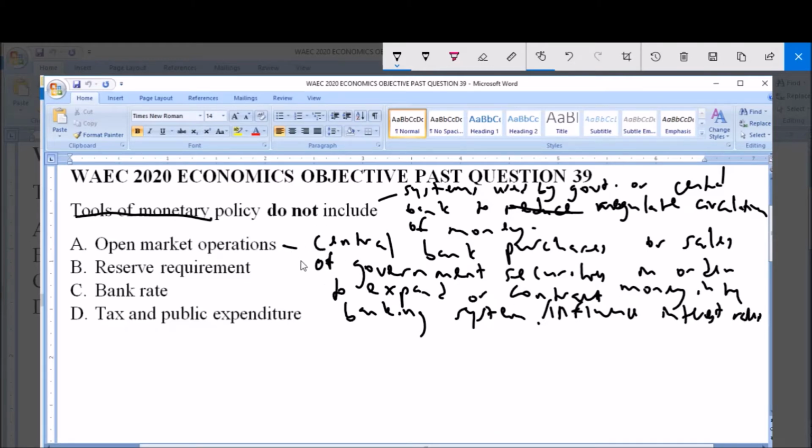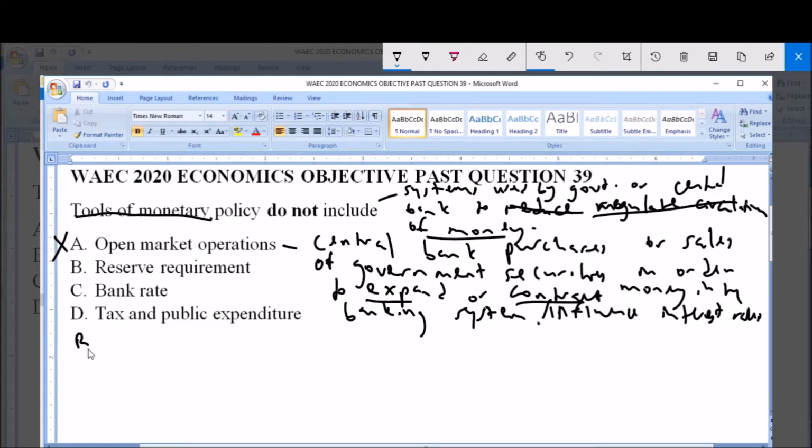So as we have established here, it is done to expand or contract money within the circulation in the banking system. And the question asks for the one which is not among the tools of monetary policy. So the open market operation is a tool of monetary policy because it is used to regulate circulation of money in a particular system. So it is not the answer to this question.